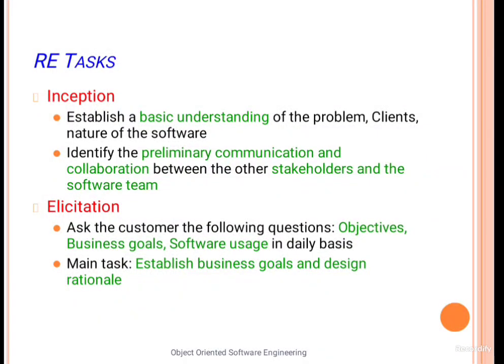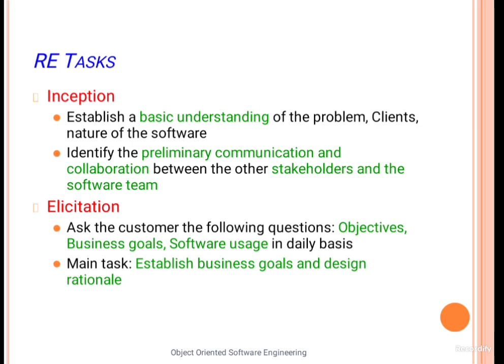Next, let us understand the first two activities. The first activity is inception. During inception, the software team tries to understand the customer's business. They identify the problem, understand the project objectives, and determine who the stakeholders are. The second activity is elicitation.